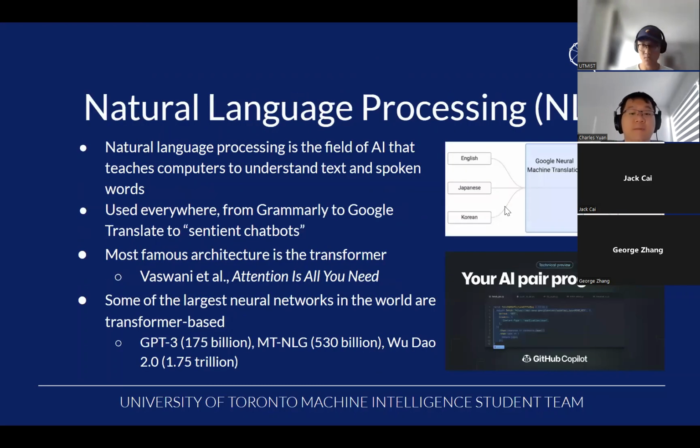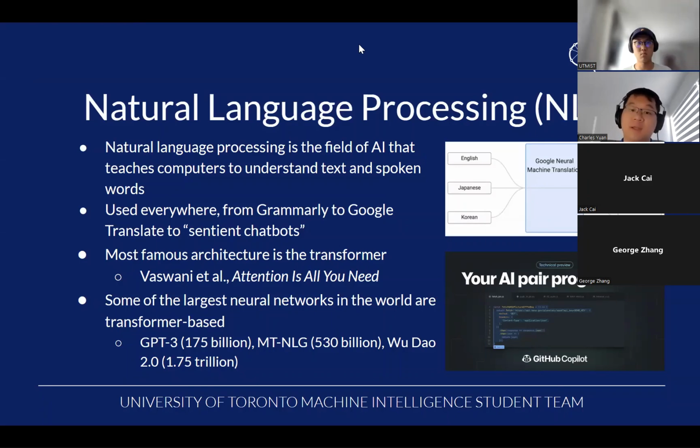And so another famous subfield is known as natural language processing, or NLP. NLP involves teaching computers to understand text and spoken words, otherwise known as language. NLP is used everywhere, from Grammarly to Google Translate to GitHub Copilot to the autofill on the search bars and all the way to sentient robots or sentient chatbots. The most famous of these models is undoubtedly the transformer, originally proposed in the paper "Attention is All You Need." Now, I would not recommend this as a first read because it is a fairly difficult and long paper built on a lot of past work.